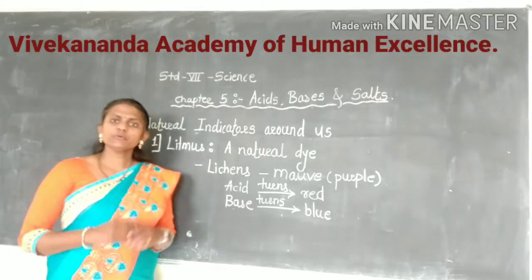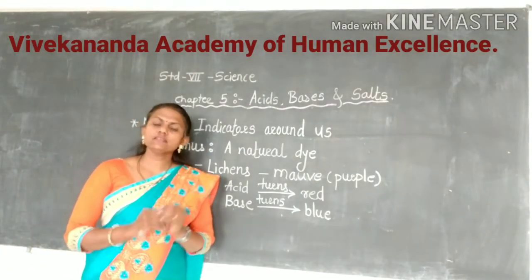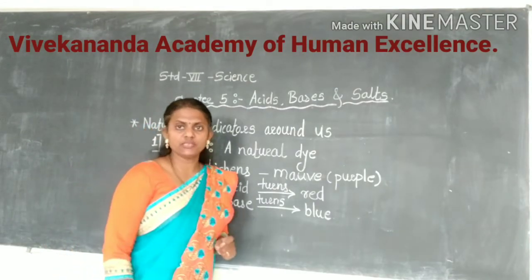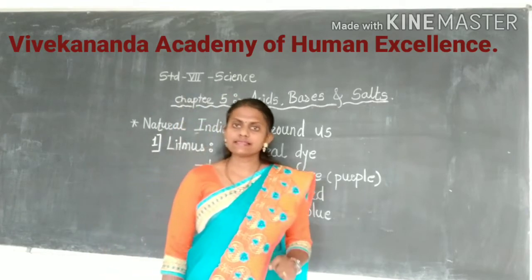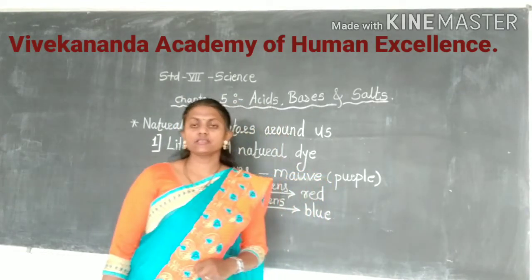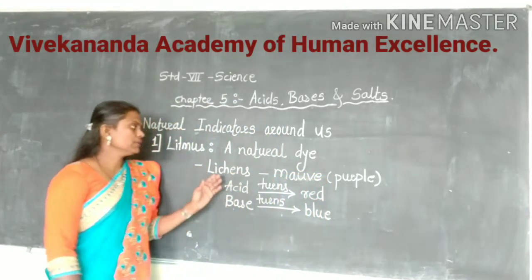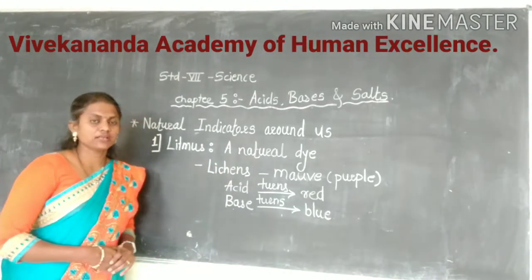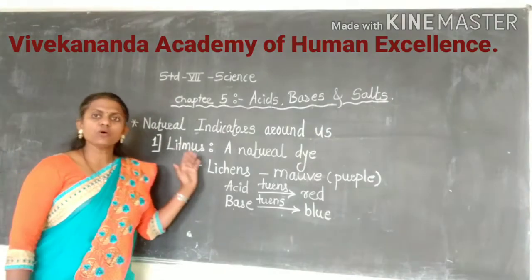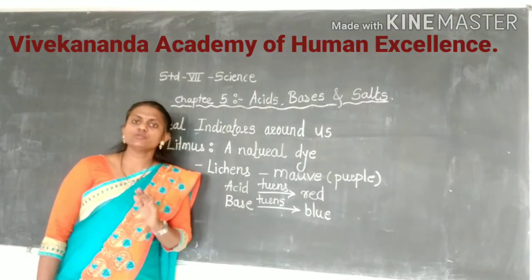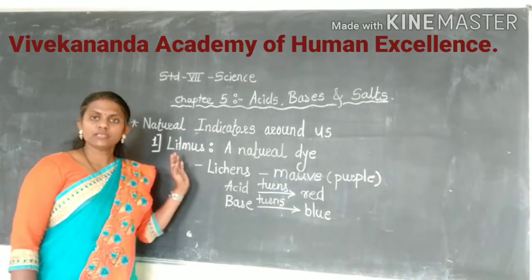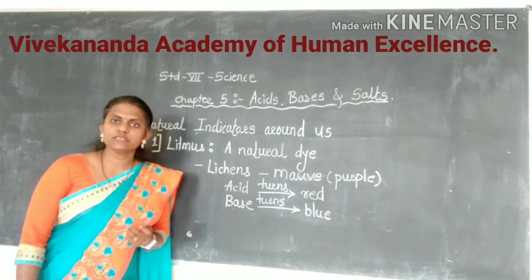Previously we discussed that some indicators are there. Indicators are showing whether the solution is acidic or basic. Some natural indicators are found in our surroundings. The most commonly used indicator, which is used everywhere, is litmus. You are aware of the litmus paper.